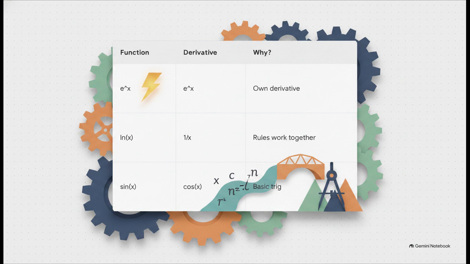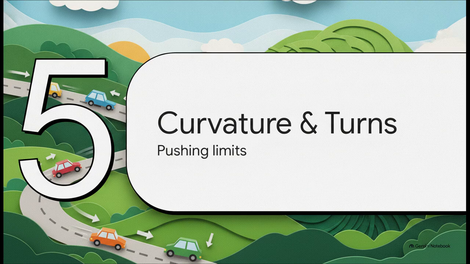Let's do a rapid-fire practice round. What is the derivative of e to the 5x? It's e to the 5x times 5. What about the natural log of 2x? 1 over 2x times 2. And cosine of 3x? That's negative sine of 3x times 3. You've got this.